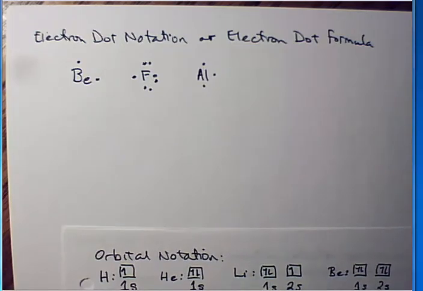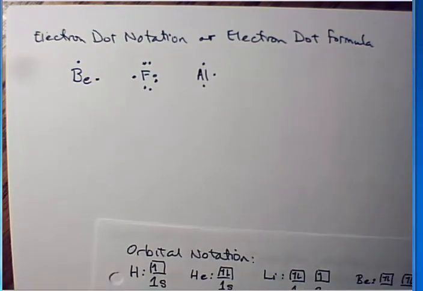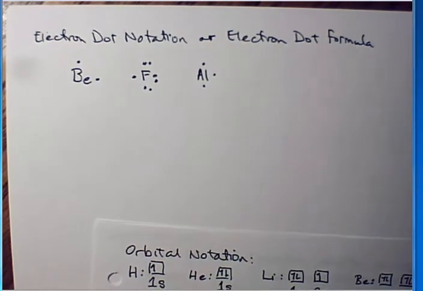Let's see. One we did yesterday. Now remember, this is kind of a tricky one, okay? Remember, it's only the highest energy level electrons. You with me? Only the highest energy level electrons, yes? Okay. Scandium. Do an electron dot formula for scandium.